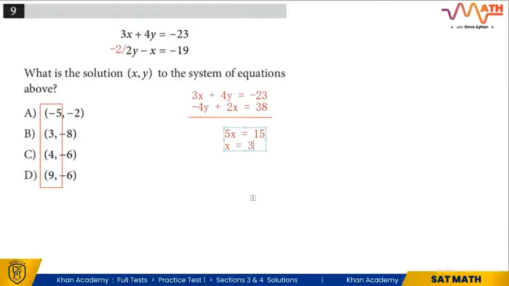So let me check. I think I made a mistake again. Negative 2, plus 2x, negative times negative is positive, 38. Oh, no, we don't have a mistake. It's correct. X is 3, so answer will be D. Don't need to check why, because x values are unique in the options. Only 3 when x is equal to 3. Option B is the correct answer.